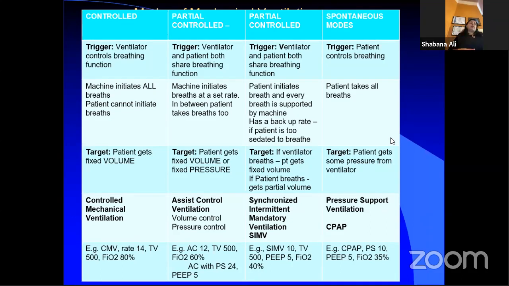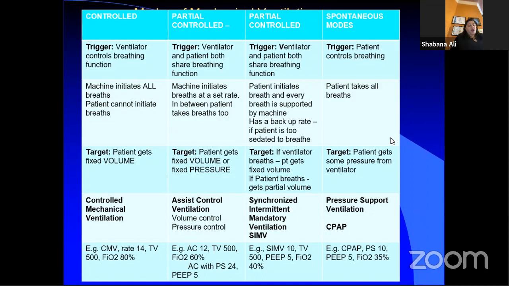Now here the question is, if we have partial control ventilation, we say assist control or partial control, mostly we say assist control, which is like the same thing: volume control, pressure control, or SIMV. So what is the difference between volume and pressure control and SIMV? They look almost the same. Yes, they are.